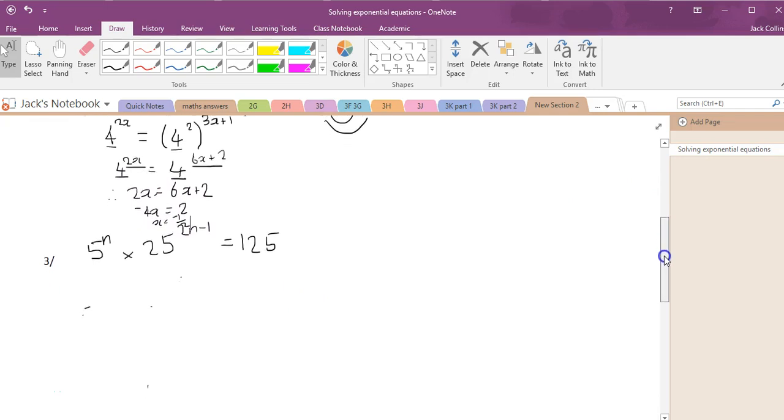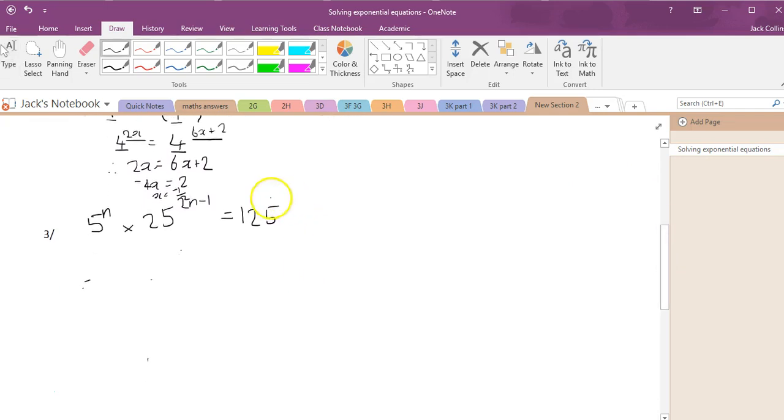Alright, final example. This one looks a bit messier, but in this case we will go to prime factorization because we're looking to get everything down to 5.